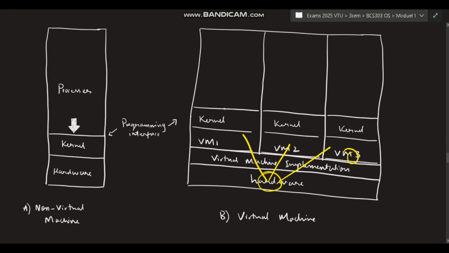So these are all actually the same system only, but we divide it in the imagination that they are different ones and they have their own kernel, but actually they all point to the same kernel only. So here we can run different OS1, OS2, OS3, and so on. This is called a virtual machine.